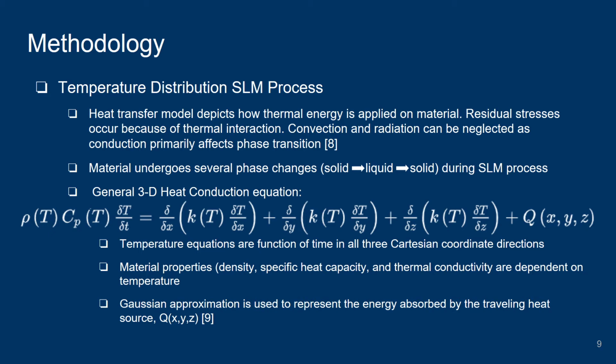During the process, the phase of the material changes from solid to liquid and then back to solid. Since the heat conduction primarily affects the phase transition, heat convection and radiation can be neglected. The general 3D heat conduction equation, which is treated as a partial differential equation, will be used to model the heat transfer of the SLM process. The temperature equations are a function of time in all three Cartesian coordinate directions. Due to the phase transition, the material properties are dependent on temperature. Gaussian approximation is used to represent the energy absorbed by the laser as it travels along all three directions.